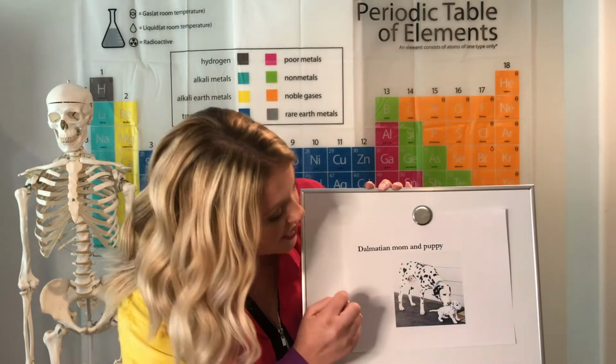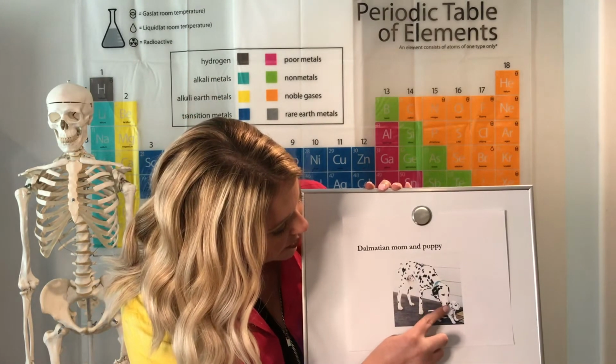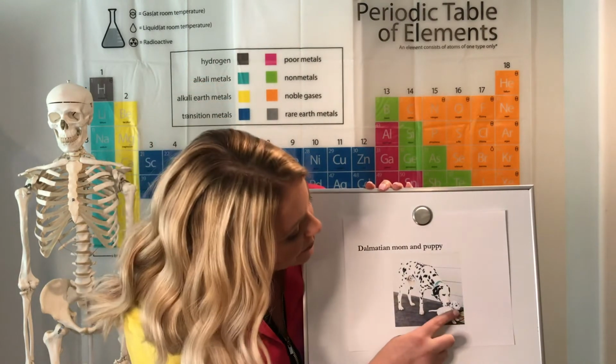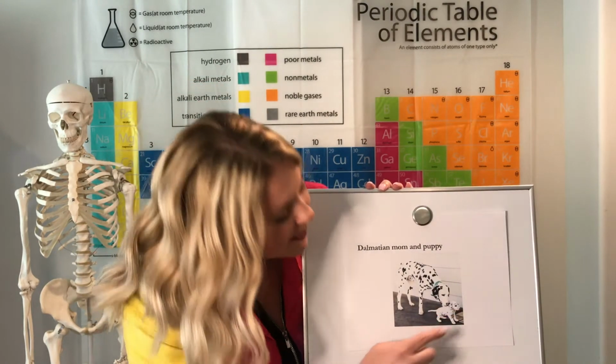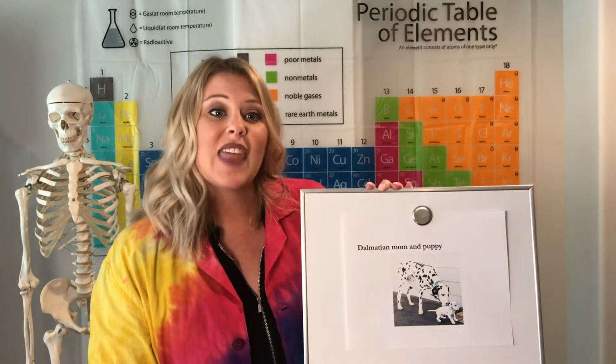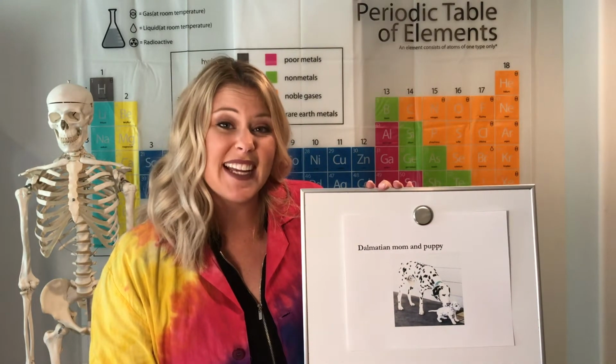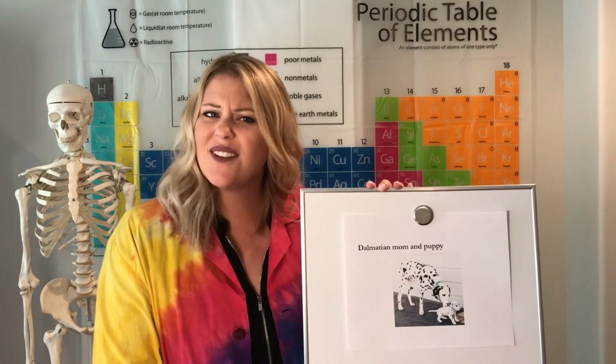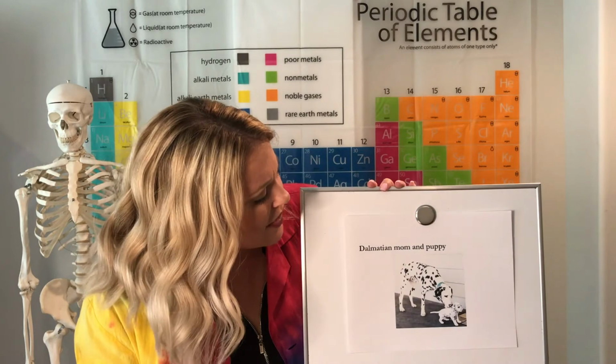I see their noses. Here's the mom's nose. It's mostly dark with a little bit of pink. And I see the puppy's nose, mostly dark with a tiny bit of pink. That means their nose, that trait, is similar between the two. Now, do you see a trait that's different?